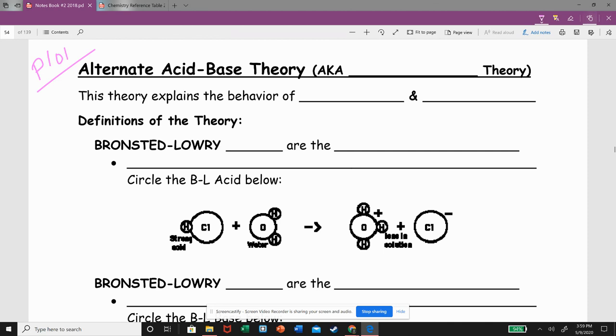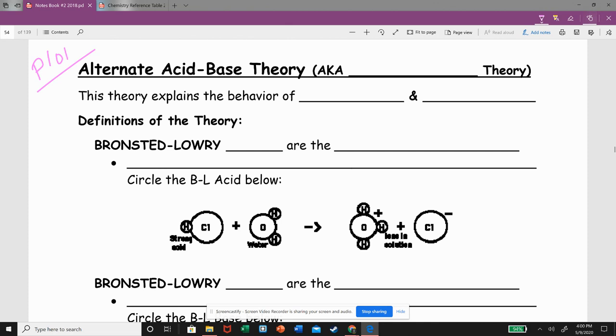Okay, so we have what's called the alternate acid-base theory. And by alternate, it doesn't necessarily mean that the other theory is wrong. It just means that the other theory didn't explain all acids and all bases all the time. And remember, in science, theory does not mean guess or judgment. Theory means it's been established through experimentation.